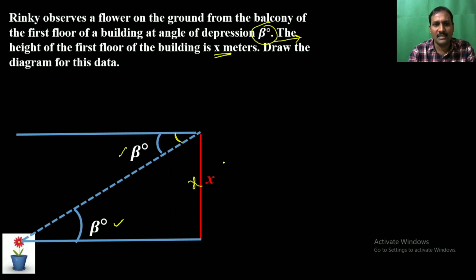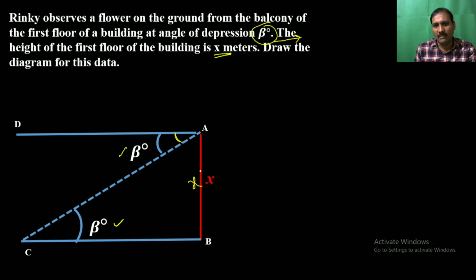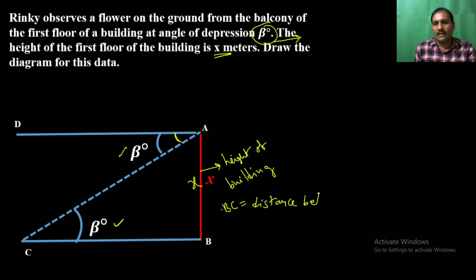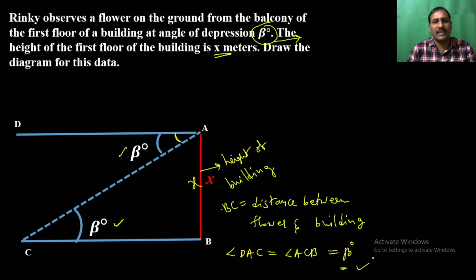And if you remove the pictures from the problem and put the names A, B, C, D, what is AB here? The height of the building, or you can say the first floor. And BC is the distance between the flower and the building. And what is the angle of depression here? Angle DAC is equal to angle ACB is equal to beta degrees. This is the data given.